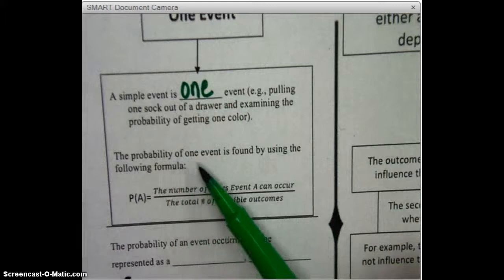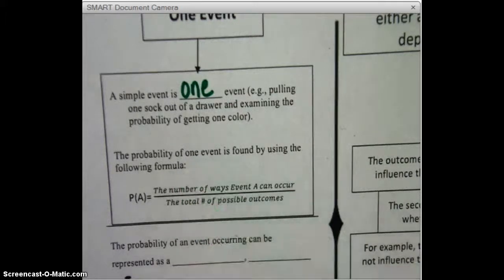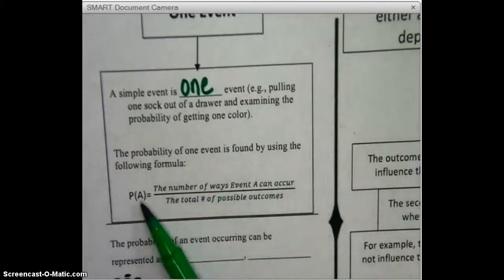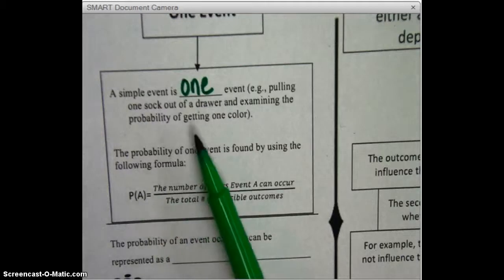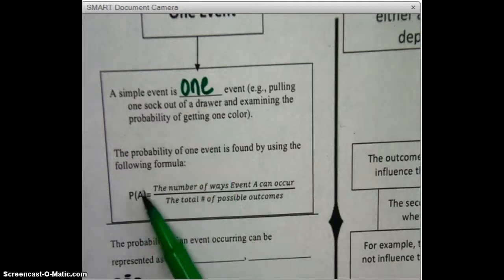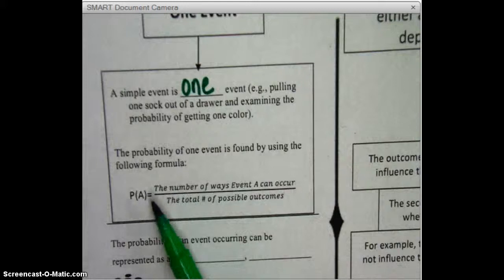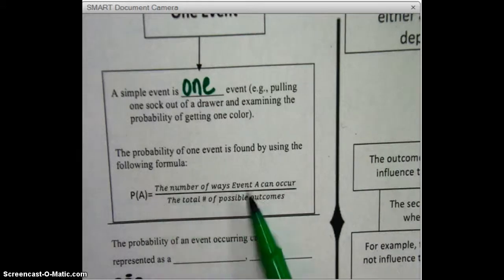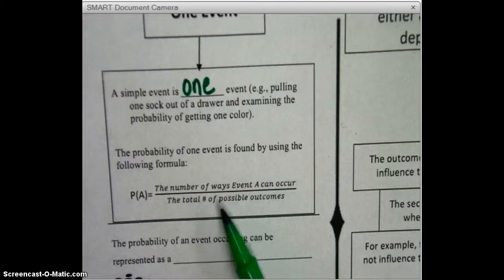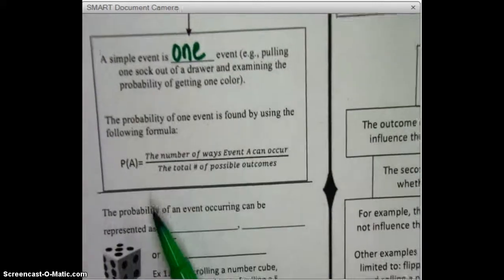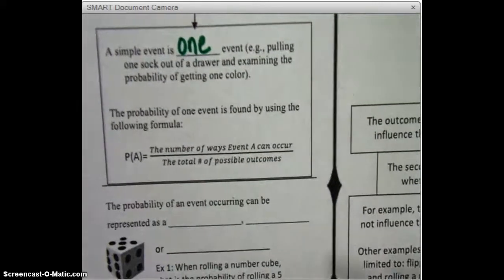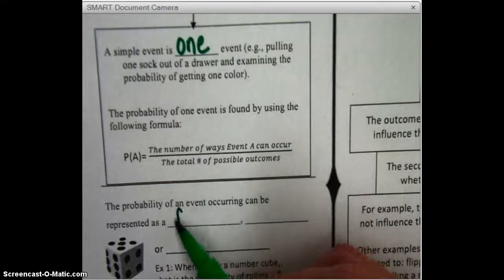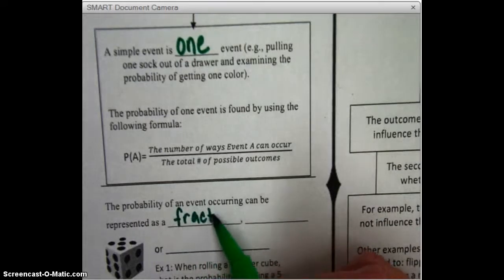The probability of one event is found by using this formula here. So the probability of A, and A is your variable representing anything that you're trying to do. So example, in this one it would be, what's the probability of getting one sock? Or like one blue sock. It's a fraction. You always start off with a fraction, which is the number of ways event A can occur, divided by the total number of possible outcomes. The probability of an event can be represented as a fraction, so you always start off as a fraction.